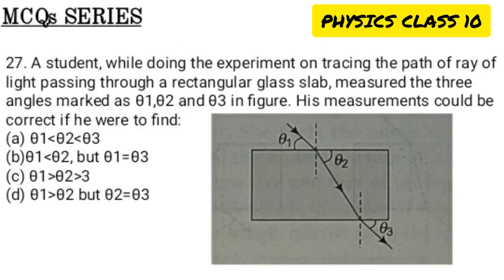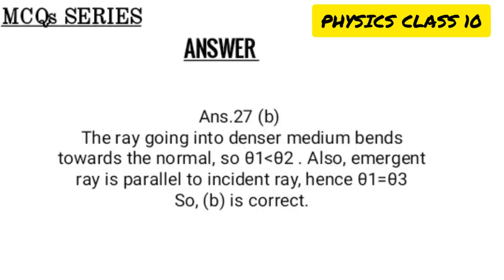Now question 27. A student, while doing the experiment on tracing the path of a ray of light passing through a rectangular glass slab, measured the 3 angles marked as θ1, θ2 and θ3 in the figure. His measurement could be correct if he were to find. Let's see the options, and for this, option B is correct.